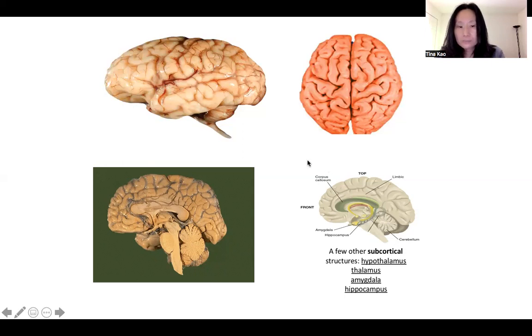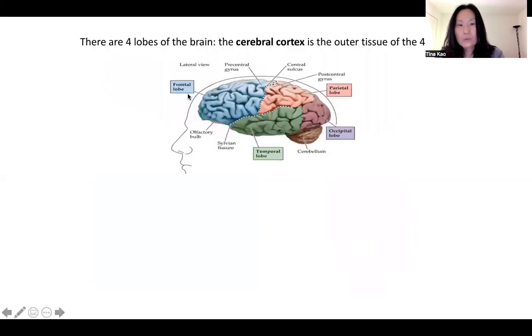And so there's really a kind of a philosophical difference between the cortex and subcortical tissue, in that we like to think of the cortex as higher order cognitions, higher order behaviors. And so, what do I mean by that? Well, let's dive a little bit deeper into the cortex. There are 4 lobes of the brain, and these lobes are the frontal lobe, the temporal lobe, the parietal lobe, and the occipital lobe. And the cerebral cortex is the outer tissue of the 4 lobes.